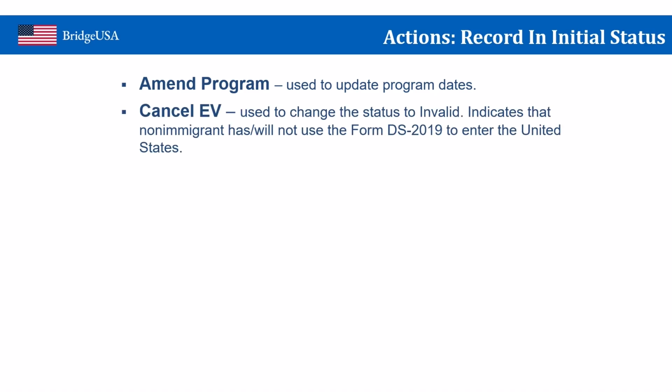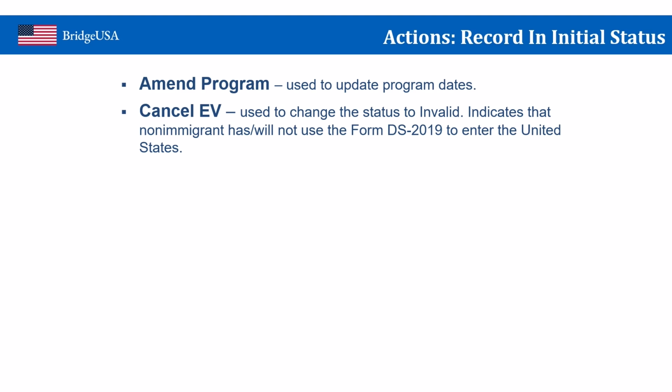When the record is in initial status, the sponsor official can perform the following actions. The first is Amend Program. It is used to update both program begin and program end dates. The next is Cancel EV. This action is used to change the status to invalid. If the status is changed to invalid, the Form DS 2019 allotment is incremented by 1 as the form is not being used.